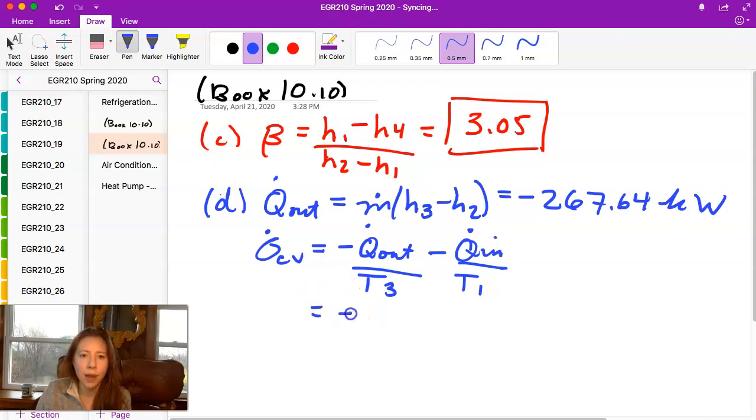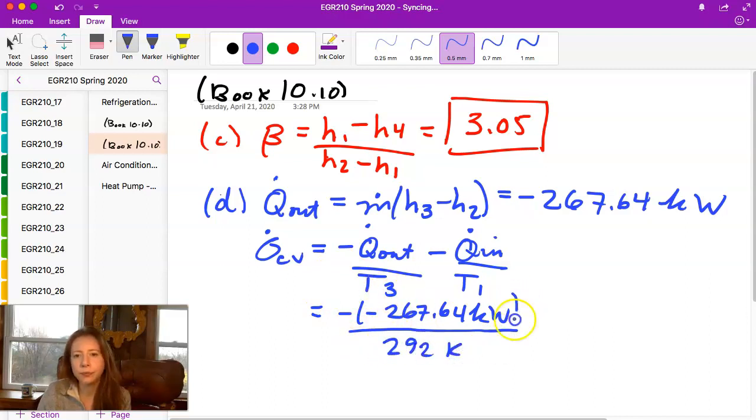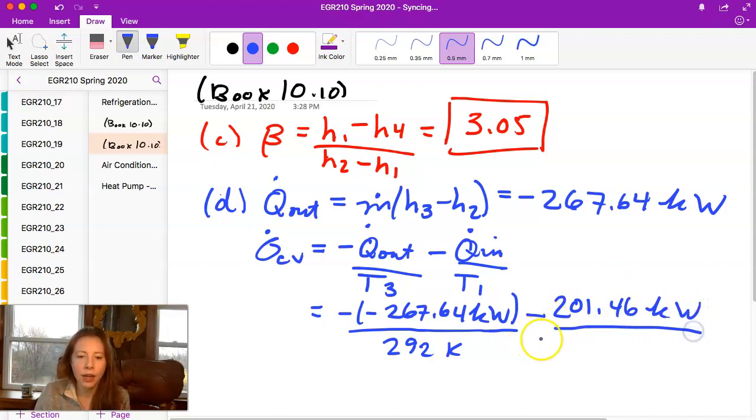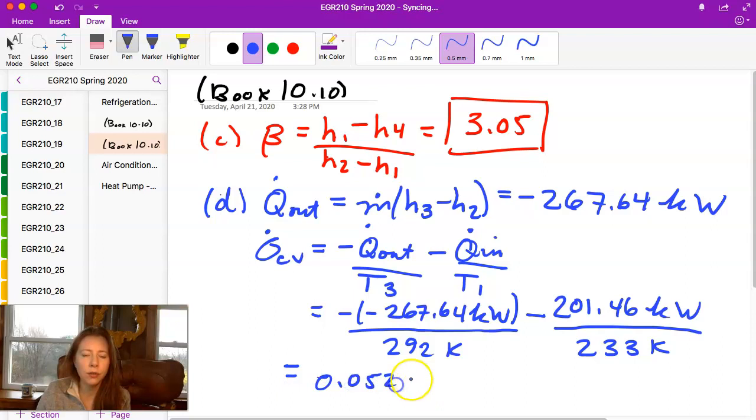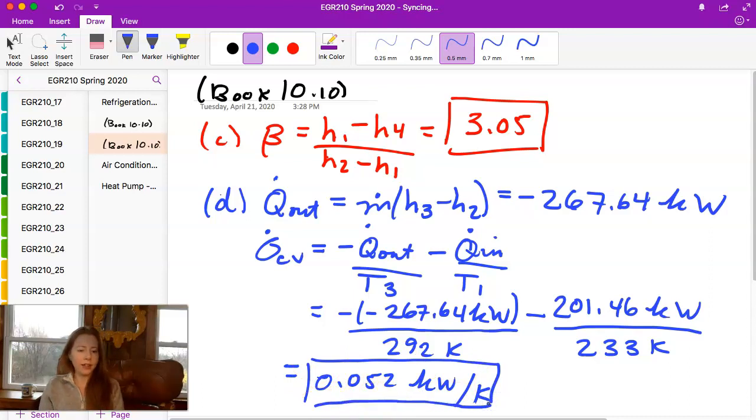And so it's going to be minus 267.64 kilowatts divided by 292 Kelvin minus 201.46 kilowatts divided by 233 Kelvin. And this will give us an entropy production of 0.052 kilowatts per Kelvin. Okay, so that is it with that one.